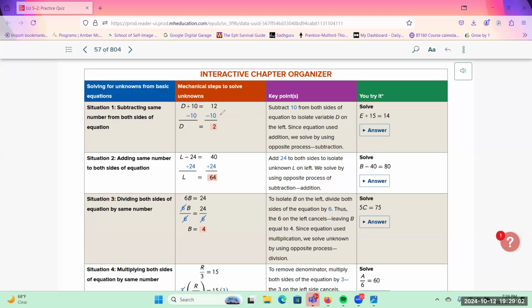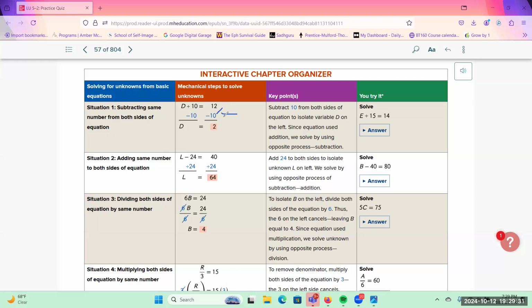And if you read your chapter, you'll remember that you always do the opposite to move your numbers to one side. So for example, in this equation, we have d plus 10. So to get rid of this 10, we need to subtract 10. So plus 10 minus 10, we all know equals nothing. So what that allows us to do is put that 10 on the other side of the equation.